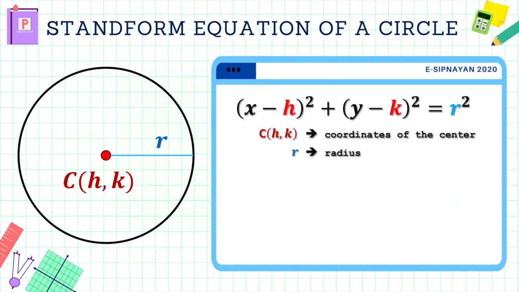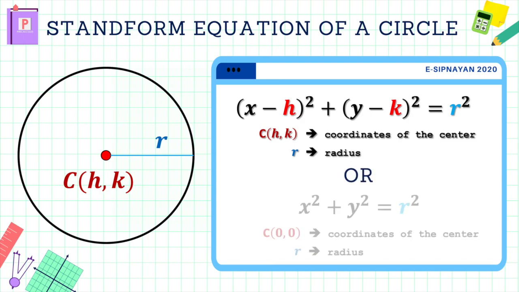So both equations, such as this one, can be standard equations of a circle. So we have here a second equation, x squared plus y squared is equal to r squared, where our center is at the origin of the Cartesian plane.